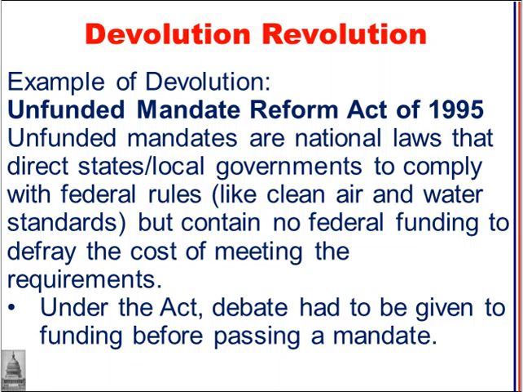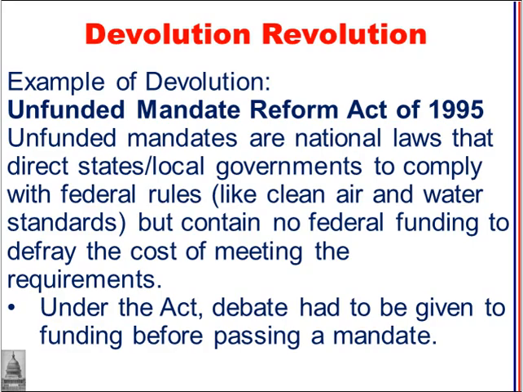So here's an example of how this devolution comes into play. The Unfunded Mandate Reform Act of 1995. So here's what unfunded mandates are. Unfunded mandates are national laws that direct state and local governments to comply with federal rules, like clean air and water standards, but contain no federal funding to defray the cost of meeting these requirements. So it's telling states to meet a standard that costs money to meet, but not providing the funding for the states to meet that standard. So it forces states to come up with their own funding. But under the Unfunded Mandate Reform Act of 1995, debate had to be given to funding before it was passed as a mandate.